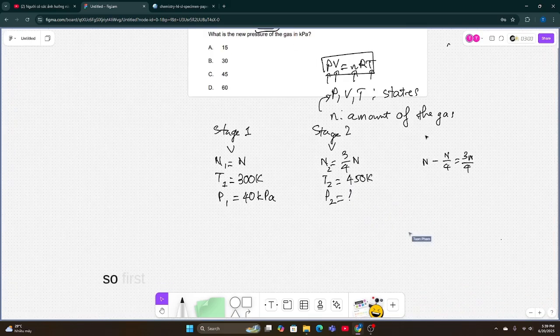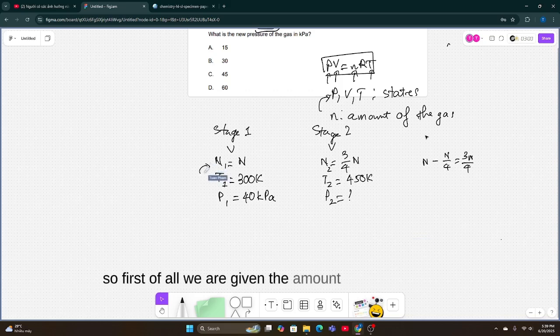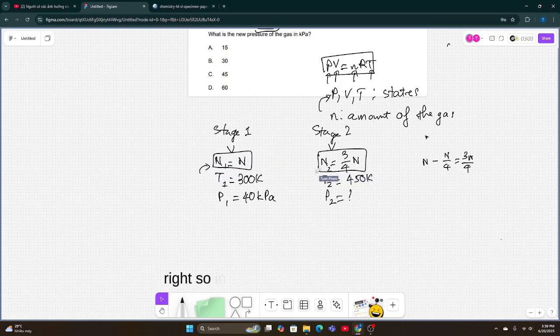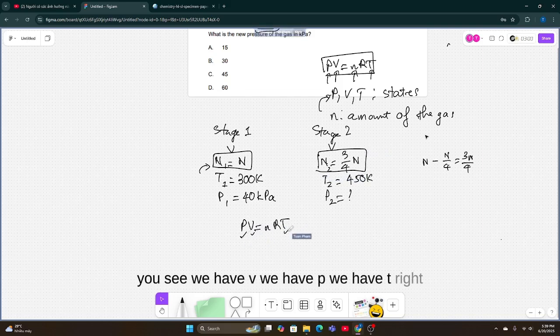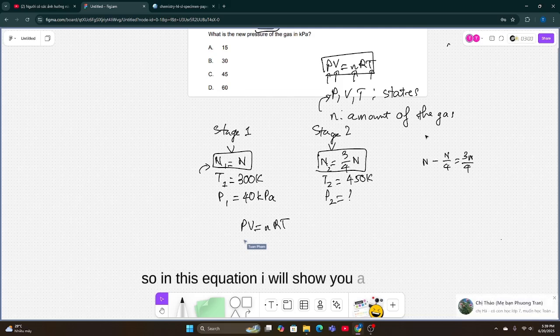So first of all, we are given the amount of molecules, right? In our equation, PV equals nRT, we have V, we have P, we have T. So in this equation, I will show you a tactic to solve every kind of gas law question or gas law related questions.